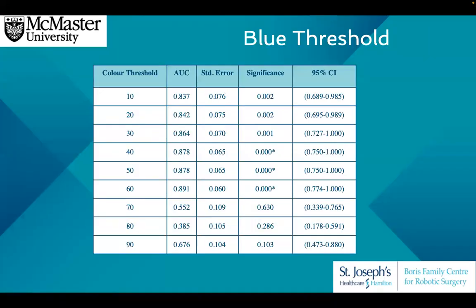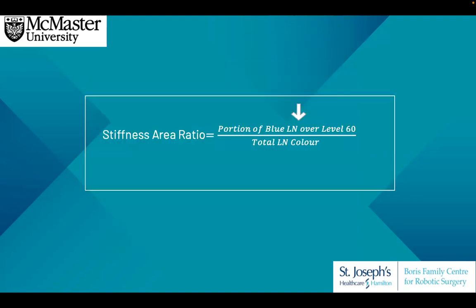Here are the results of the area under the curve analysis. Of all the color threshold levels, levels 40, 50, and 60 had the highest area under the curve, and the receiver operating curves were significantly different from the other threshold values. Threshold level 60 was chosen as the optimal stiffness color threshold, or the blue threshold, as it had the highest area under the curve of 0.891.